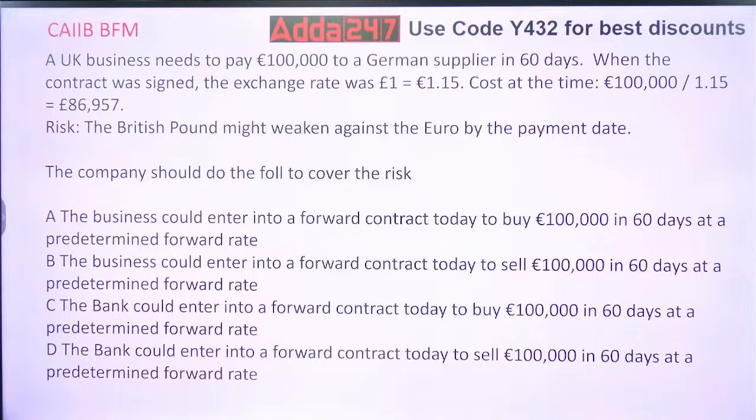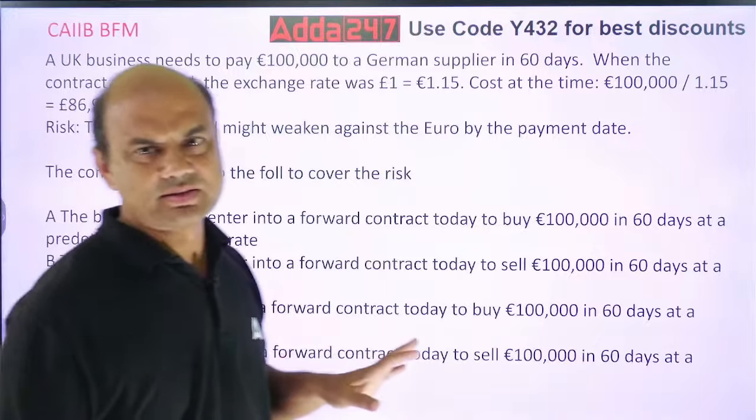When the contract was signed, the exchange rate was £1 equals euro 1.15. Cost at that time was euro 1 lakh upon 1.15. So this is simply division. 1 lakh divided by 1.15. So this much was the cost. Pound 86,957. How did you get this? Pound 86,957. Just divide this.